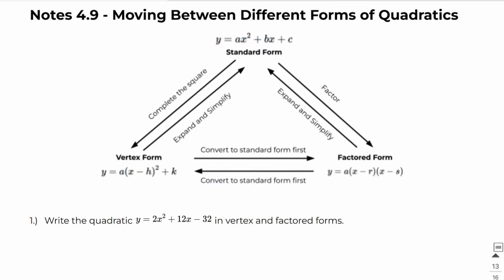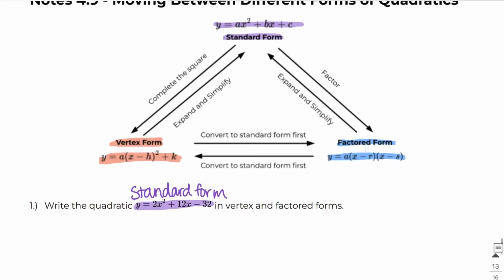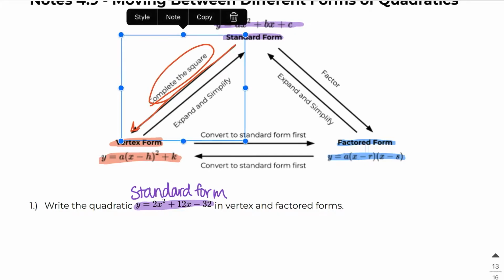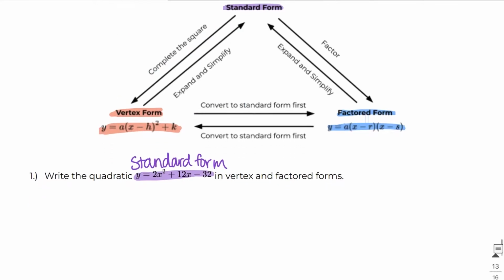So in our first example, it says write the quadratic y equals 2x squared plus 12x minus 32 in vertex in factored form. So for starters, we have to recognize that this is in standard form. And if you've noticed, I've color-coded this all so you can see how we're going to do all of this stuff. So to go from standard form to vertex form right here, it says that we have to complete the square. So let's talk about how to do that. So let's talk about how to get to vertex form.